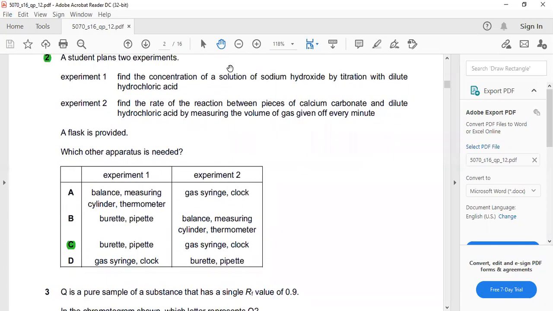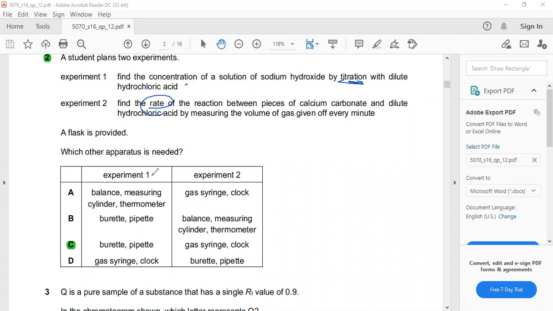Okay, a student plans an experiment. Find the concentration of a solution of sodium hydroxide by titration with dilute hydrochloric acid. Find the rate of reaction between pieces of calcium carbonate and dilute hydrochloric acid by measuring the volume of gas. So experiment one is about titration and experiment two is about rate. Which apparatus is needed, apart from a flask which is provided?